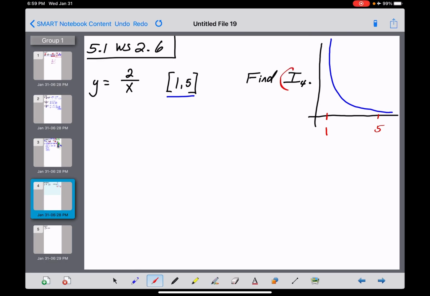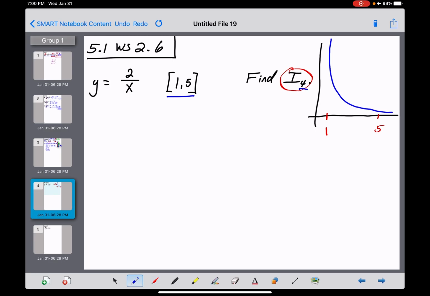And they wanted us to find I4, which means approximate the area under the curve using inscribed rectangles, and they're telling us to do 4 of them. So how are we going to do that? We need to partition our interval into subintervals. So you guys have been through this before right here.